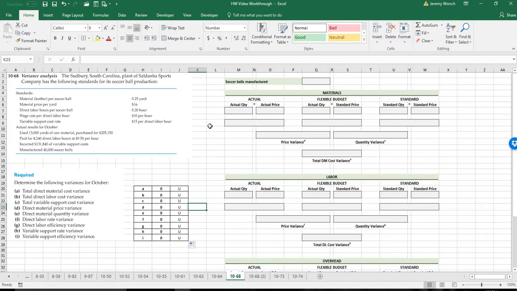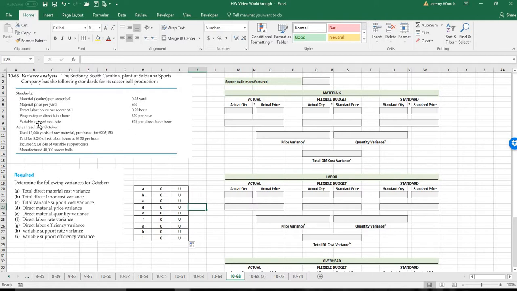So let's go ahead and look at problem 1068. We have a company, Saladana, a sports company, and they manufacture soccer balls. And it gives us some information.